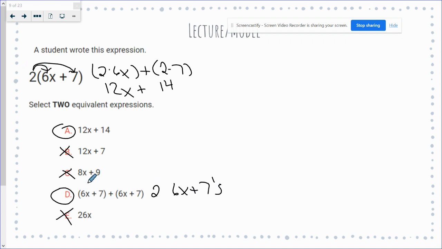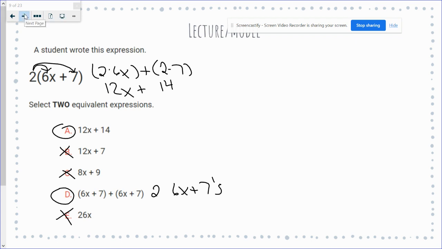Remember, when you multiply something by 2, that means you add it to itself. Like 2 times 3 is the same as 3 plus 3. When you multiply something by 2, you repeatedly add it. So that would be option D. This is showing that you have 2 (6x plus 7)'s.